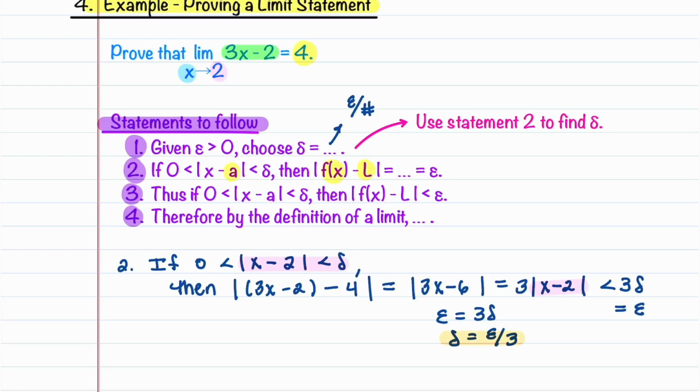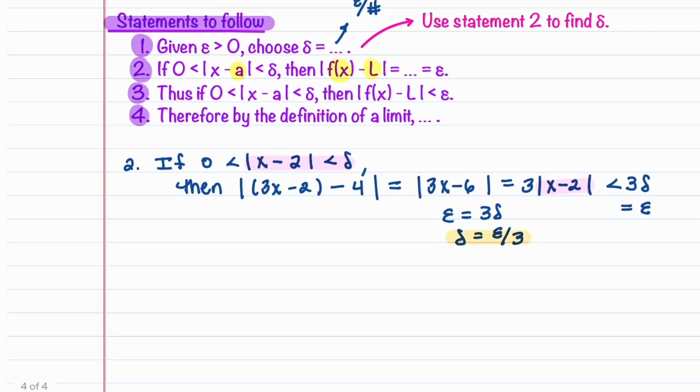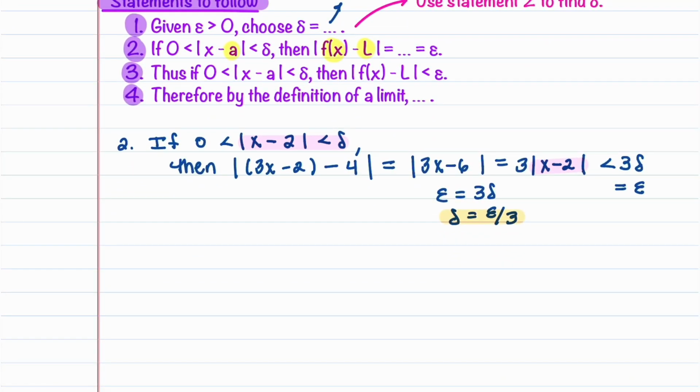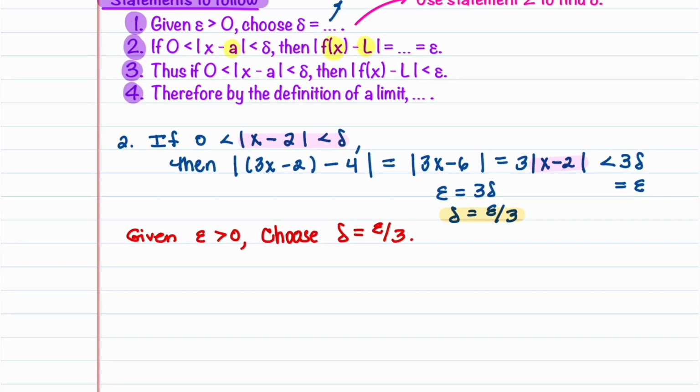Now that we know what delta is, we can go ahead and write down our proof. I'm not going to list the statements in the proof, but I am using them as a guide. Here we go. We're going to write down, given epsilon is greater than 0, we're going to choose delta to be epsilon divided by 3, period.